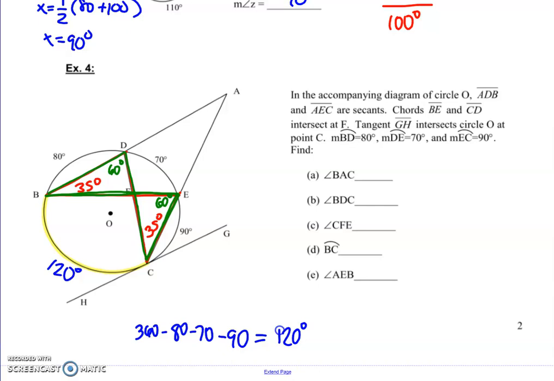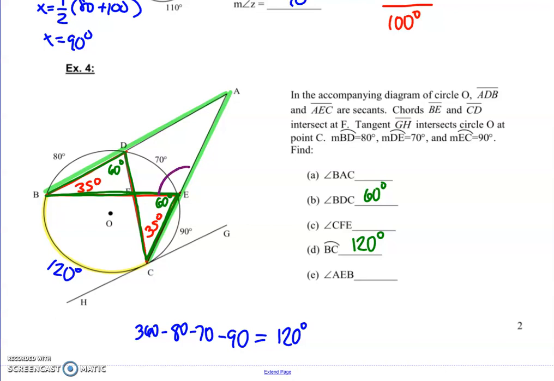Let's see what I need to find, and if I found it. Angle BAC. Well, I haven't found that one yet, so I'll skip it for now. There's got to be a way to find that. We'll get to it in a second. Angle BDC. Yeah, I found that one. BDC is 60. Angle CFE. Haven't found it yet. I'll be able to find that in a second. Arc BC. Yep, that's 120. Angle AEB. I haven't found it, but it's pretty easy to get.